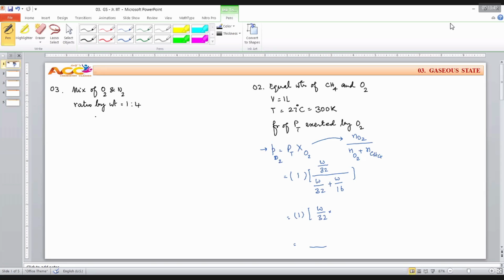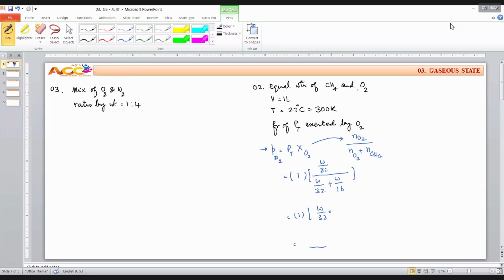Wajid, what is the problem? Which question are you saying we have to repeat? Question number 3, mixture of oxygen and nitrogen. Come to this side. In the second question we have done and our solution is also over.